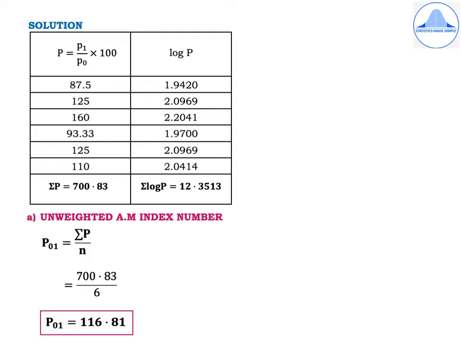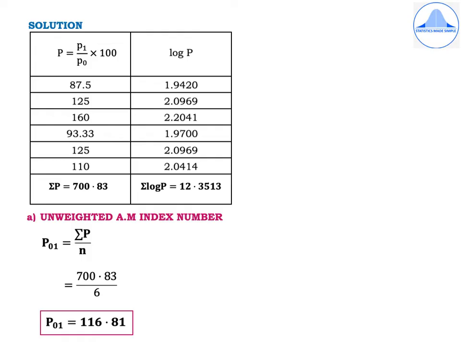1.9420, 2.0969, 2.2041, 1.9700, 2.0969, 2.0414, and summation log P will be equal to 12.3513.